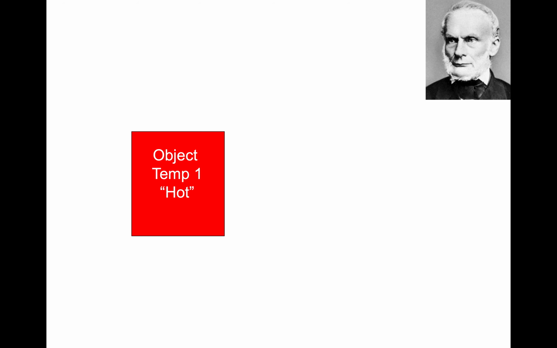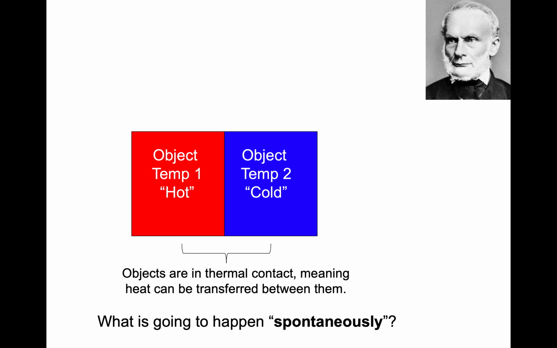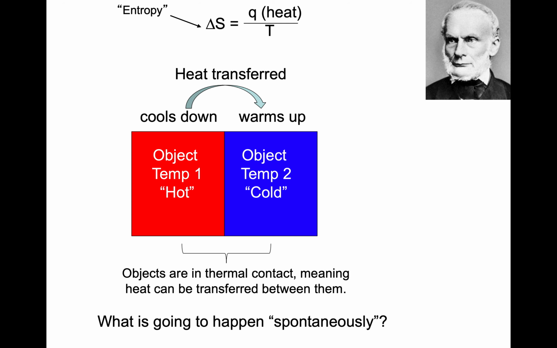So consider this description. Let's say we've got a hot object that's in thermal contact with a cold object. Thermal contact, so heat could be transferred between the two of them. So what's going to happen spontaneously? Let's think about our own experience. Well, I think that hot objects will cool down and the cooler object will heat up. That's what happens every time. So how do we begin to think about that, if you want to say, in an equation?